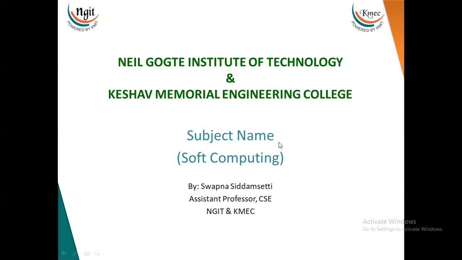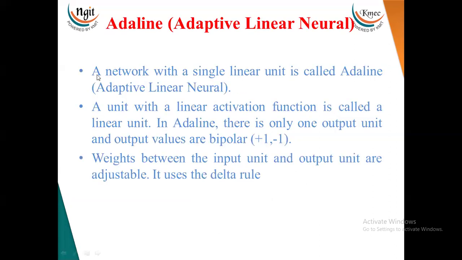So the next concept today we are going to learn about Adaline, adaptive linear neural networks, and we have multiple adaptive linear models. A network with a single linear unit is called Adaline.